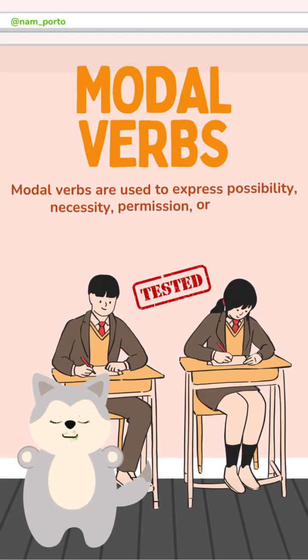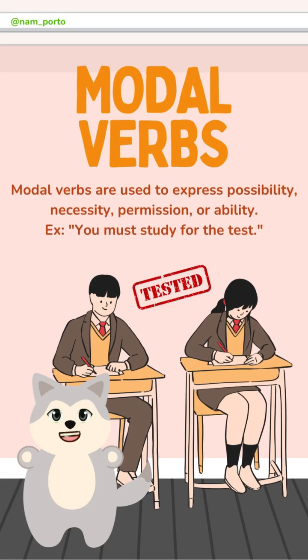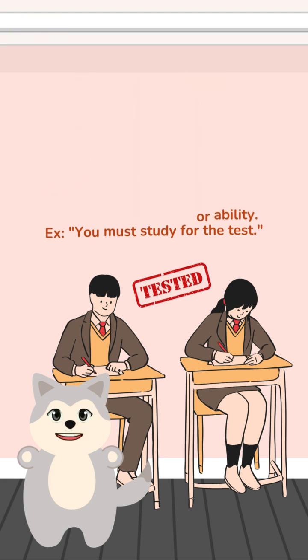Let's talk about modal verbs. Modal verbs are used to express possibility, necessity, permission, or ability. For instance, you must study for the test. The verb must expresses necessity. Other modal verbs include can, may, should, might, will.